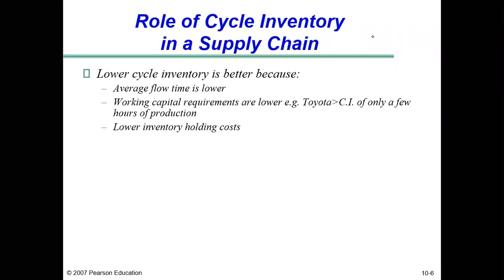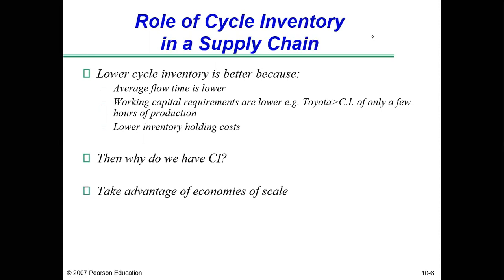And then we discussed why lower cycle inventory is better, and we said that it would mean lesser flow time and it would require less capital and less holding cost. But then why do we have cycle inventory? It is to take advantage of economies of scale and ultimately reduce the cost in the supply chain.